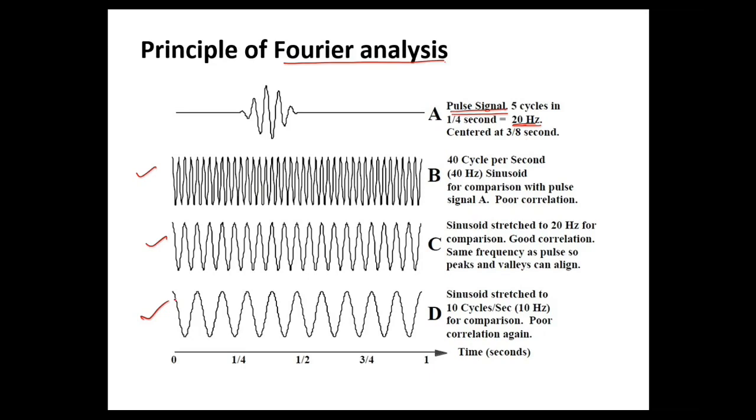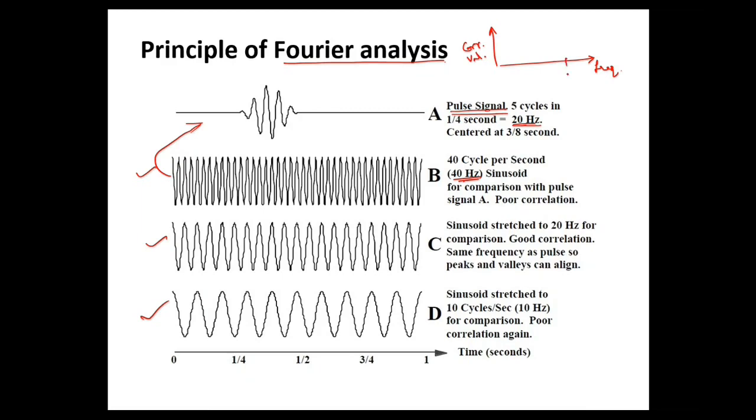sinusoids. Initially we have, say, a 40 hertz sinusoid. Then we take this 40 hertz sinusoid and do the correlation with the original signal, and we find out the correlation. So this is the frequency, and this is the correlation amplitude, the correlation value.